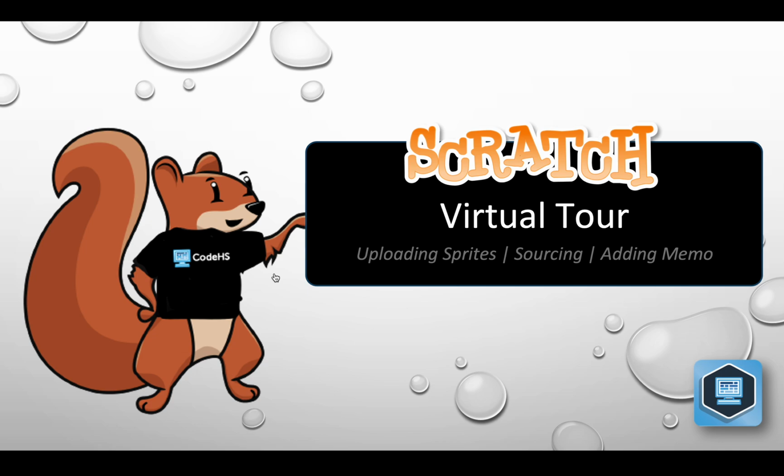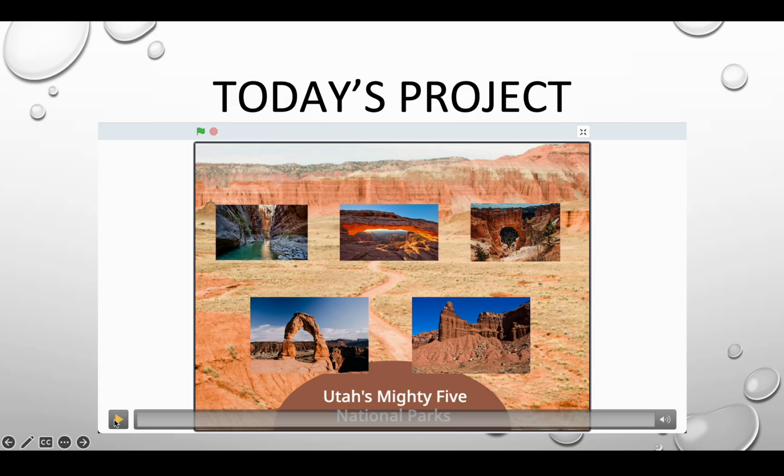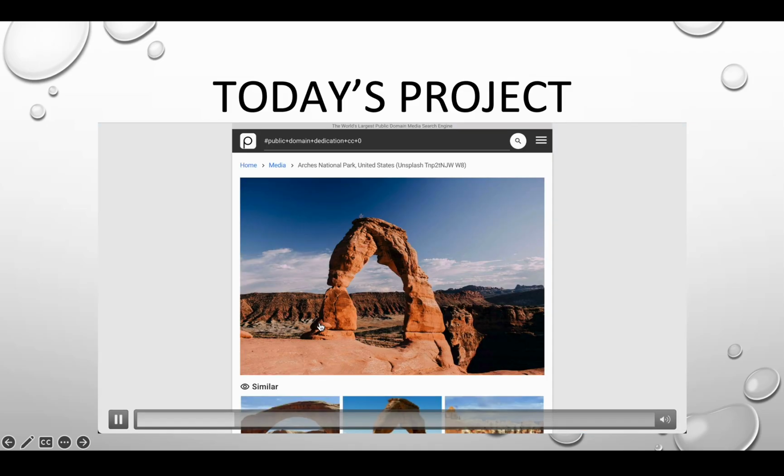This tutorial is for the Scratch Project virtual tour. There's actually very little coding, but it involves other skills that we use in Scratch and just on computers. In today's project, it's going to be a project about Utah's Mighty Five National Parks. We're going to put buttons about each of the first Mighty Five parks, and they're going to say facts.